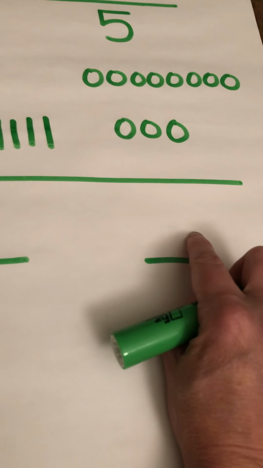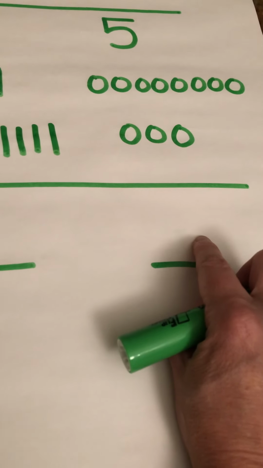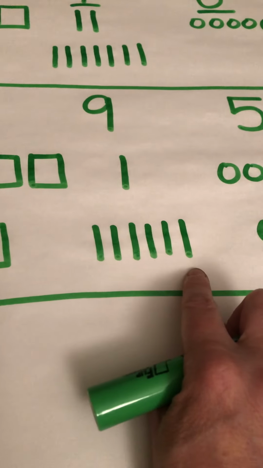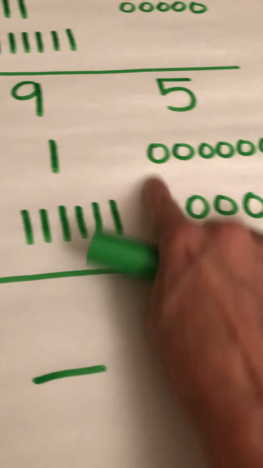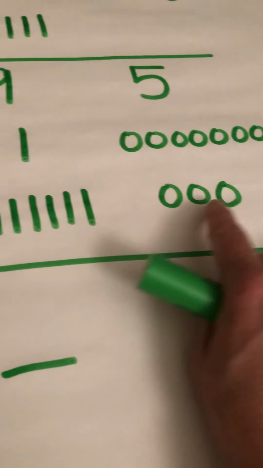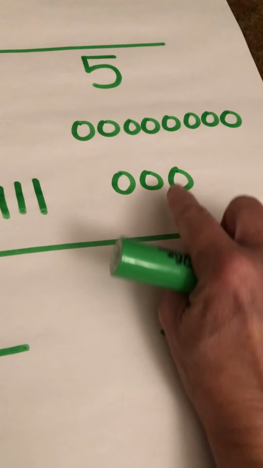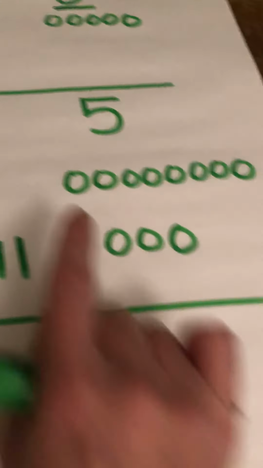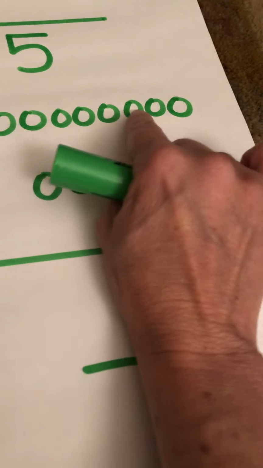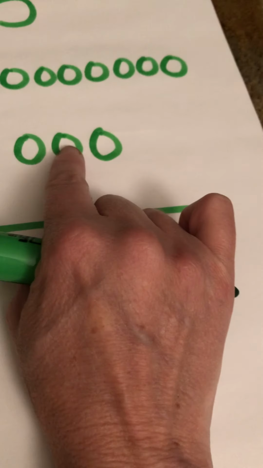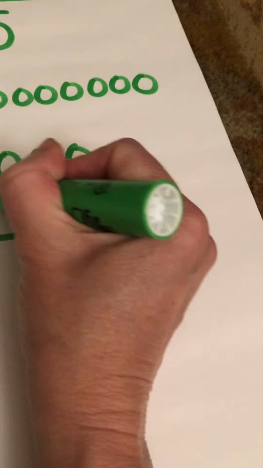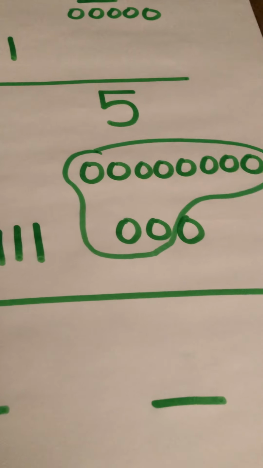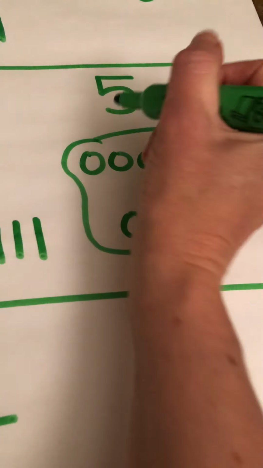So what am I going to have to do? I'm going to have to do something called regroup. So I know that each one of these is a 10. And I know that I had 11 here. So if I have 11 here, that means I have enough to group a whole 10 and move it over to the tens place. So let's do that. So I had 1, 2, 3, 4, 5, 6, 7, 8, 9, 10. So I'm going to draw a circle around those. So that's a 10. And I'm going to take that 10 and I'm going to move it over here.